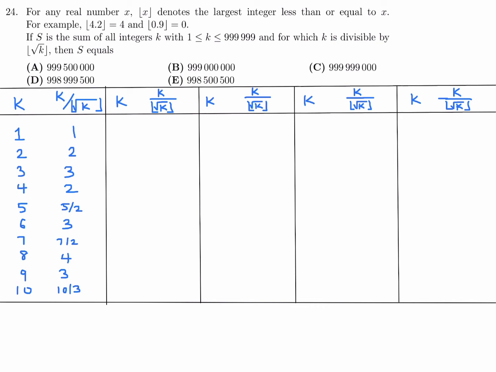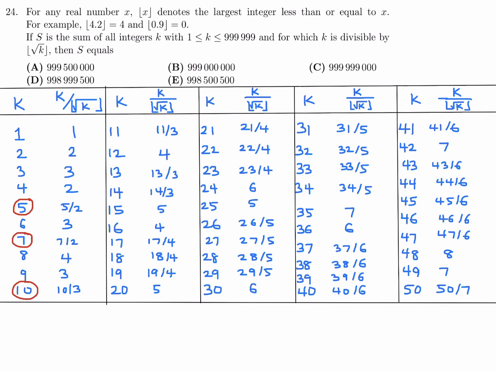And if it's an integer, it is. If it's not an integer, then I will circle them, because those ones we will not include in our sum. The sum is only those for which k is divisible by the square root of k bracket. And those ones are, for example, the ones that are integers, like that. So that's how we will make this table. So here we go. Let's just keep going.